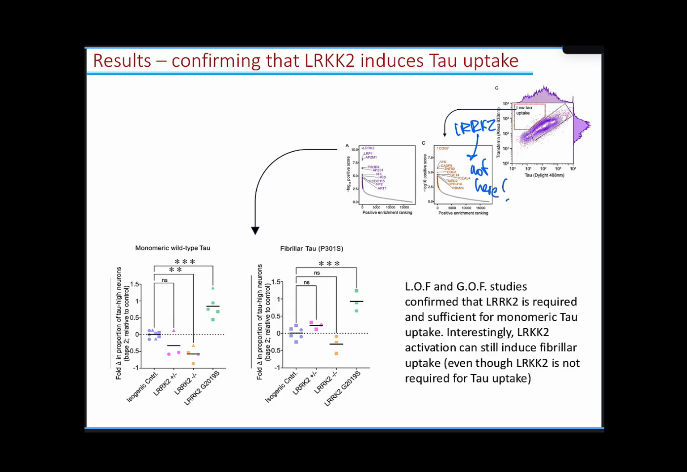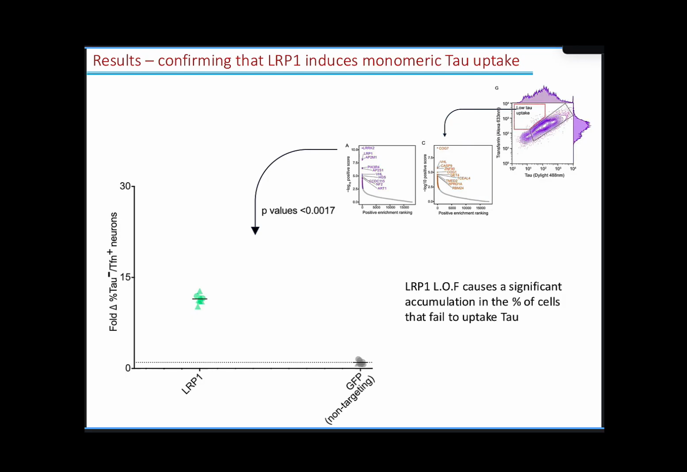Right? It never showed up among the mutants that would impair the ability of cells to take up fibrillar tau, only the monomeric. Cool. Then they went for the second hit. This is, in a way, reaffirming previous observations, but they wanted to explore this a little further. So they went for the second hit for monomeric tau, that is LRP1.